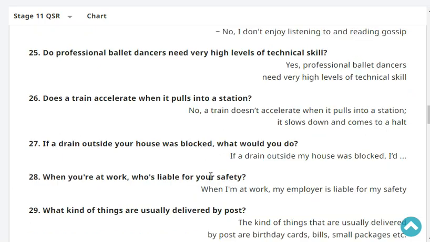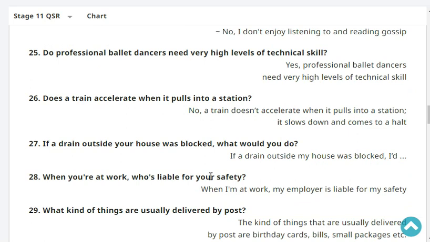Does a train accelerate when it pulls into a station? No, a train doesn't accelerate when it pulls into a station. It slows down and comes to a halt.